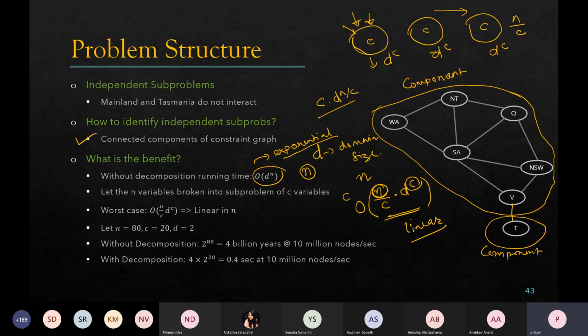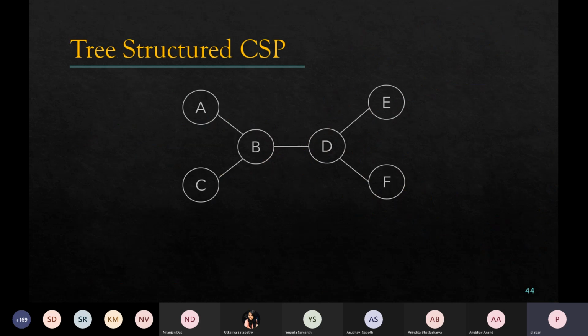Now, if we do decomposition, and we process the nodes at a similar rate, like 10 million nodes per second, we'll be able to solve the problem in 0.4 seconds. But again, with a caution that it is not always possible to divide the problem into subproblems, as we have discussed earlier, and of course there is a cost involved in identifying these independent subproblems, right? Now, it is very uncommon to find such a problem. So let me be very candid about that.